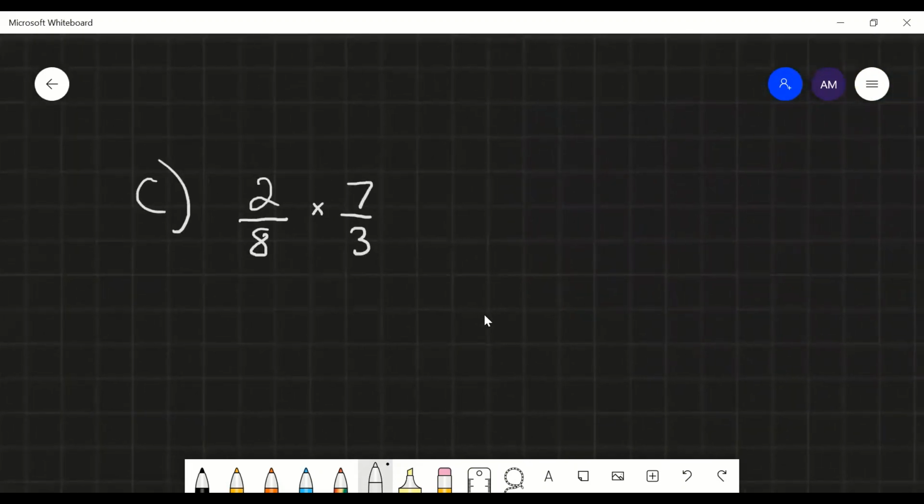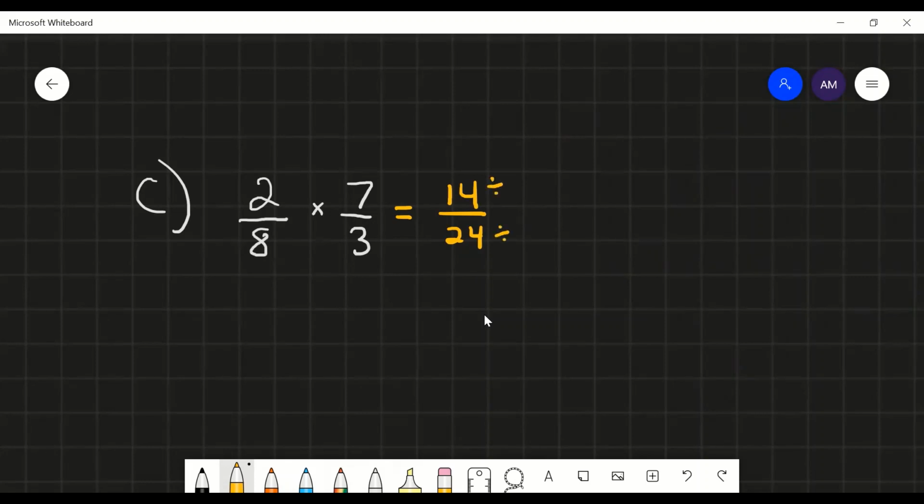Let's try another one. So 2 over 8 times 7 over 3. Well, let's just do what we always do. 2 times 7 is 14. 8 times 3 is 24. And look at that. We have another number that possibly could be reduced. I'm going to try dividing by 2. And the reason I'm trying 2 is because I see a 4 and a 4.